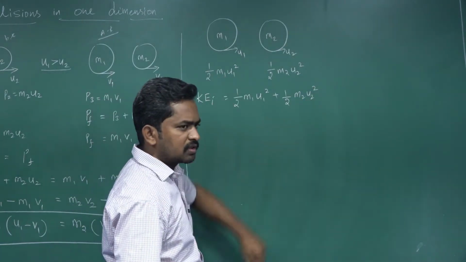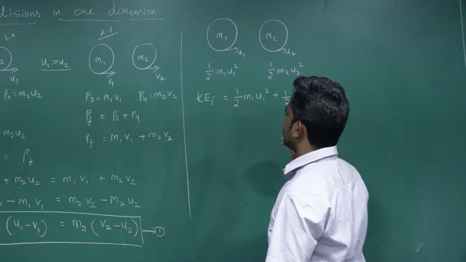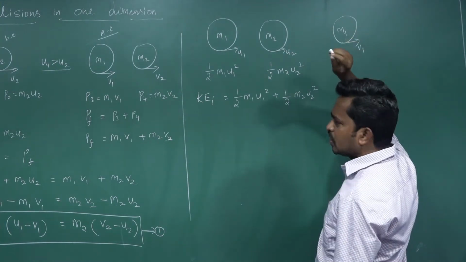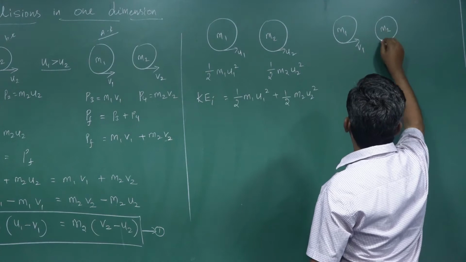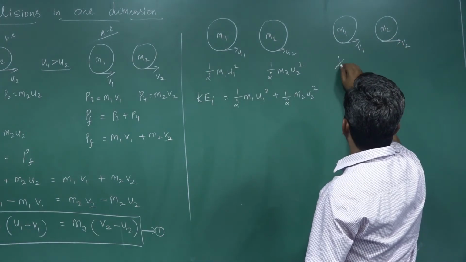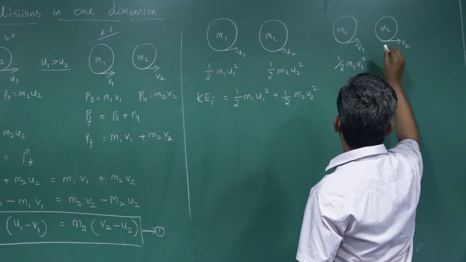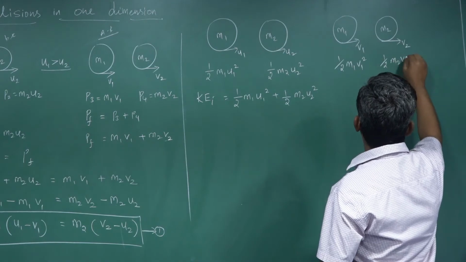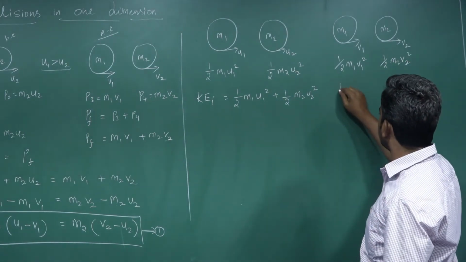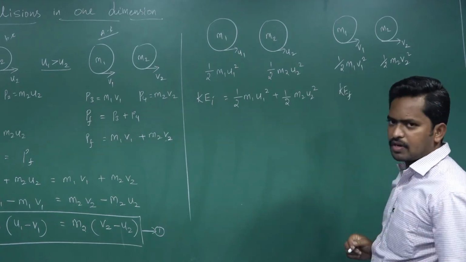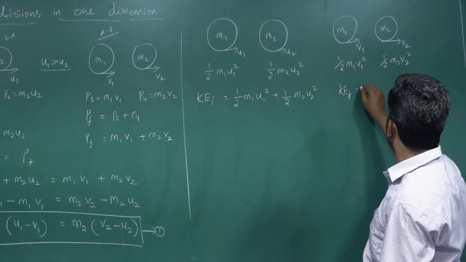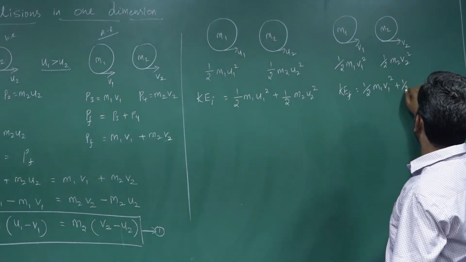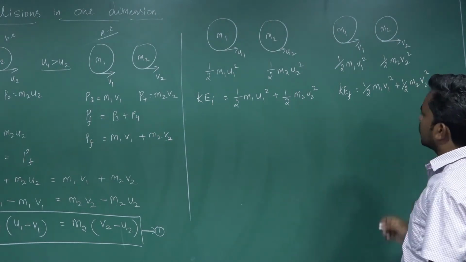Same after collision. I want to calculate the total kinetic energy after collision. The mass m1 has velocity v1 after collision, and the mass m2 has velocity v2. The kinetic energy of the first body is 1 by 2 m1 v1 square, and of the second body 1 by 2 m2 v2 square. So the final total kinetic energy after collision is 1 by 2 m1 v1 square plus 1 by 2 m2 v2 square.